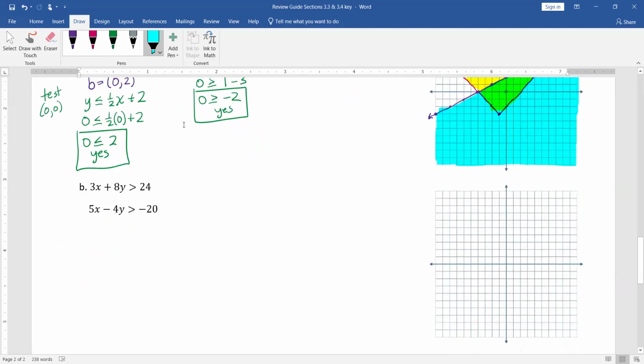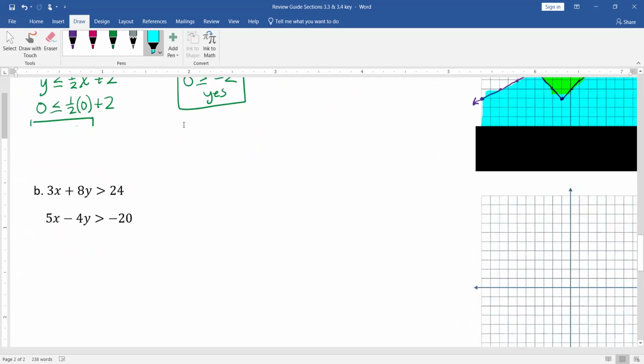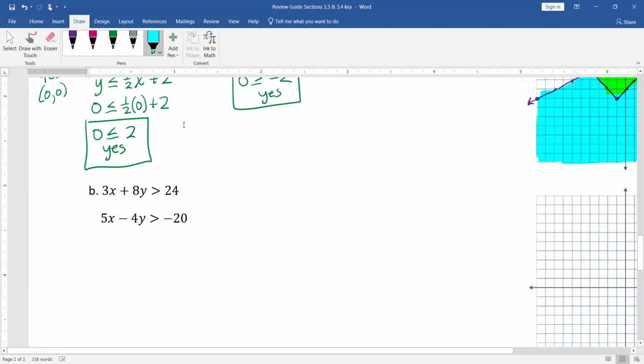All right, so in the next case, we have two linear equations. I don't have any absolute value, so I'm going to have to change both of these to slope-intercept form so that I can graph them. I'm going to start with the first one. 3x plus 8y is greater than 24.